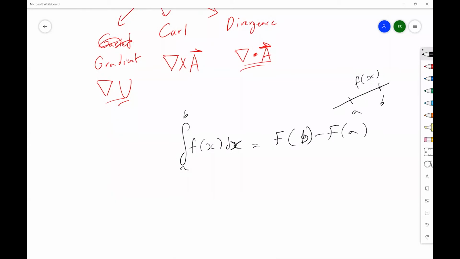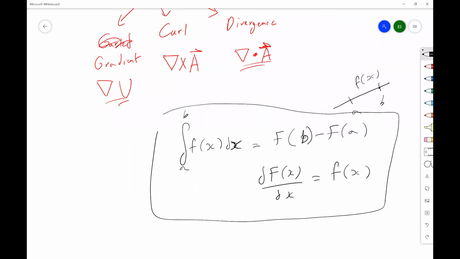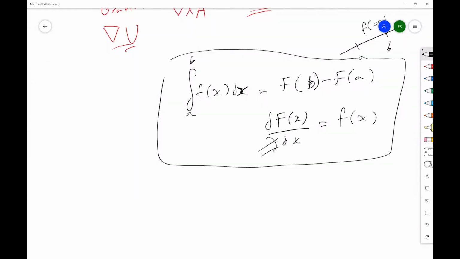right? And what we find out, and this is a big result in one-dimensional calculus, is that dF(x)/dx is small f. This is the fundamental theorem of calculus. And we can use this to define the derivative. That's the point. So the above theorem can be used to define the derivative.